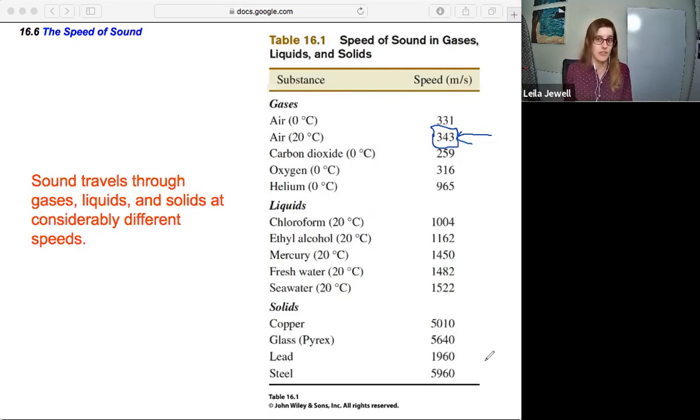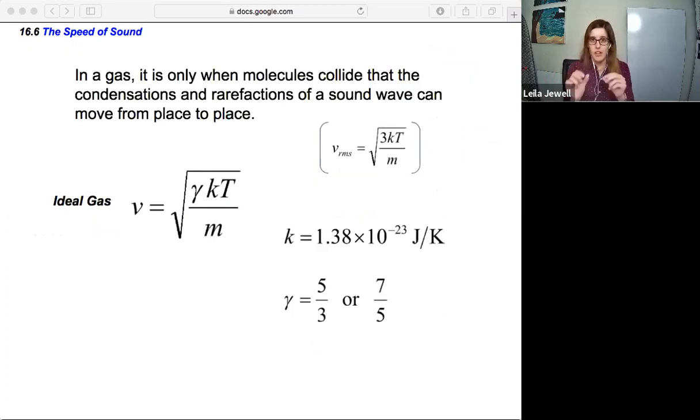Now, how do we go about calculating these numbers if it wasn't something that we were looking up in a table? Well, if we want to calculate the speed of sound for a gas, it's going to depend on when those molecules are able to collide with each other. Because if they're just separate next to each other, then the disturbance won't pass. They could just oscillate without interacting. So they need to be colliding so that these condensations and rarefactions of a sound wave can move from place to place. So it turns out for an ideal gas, the speed of sound is given by this equation.